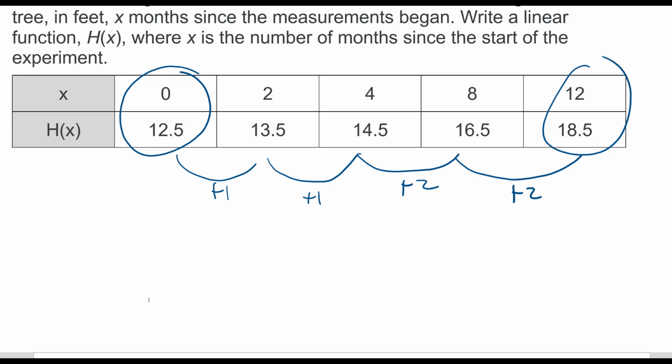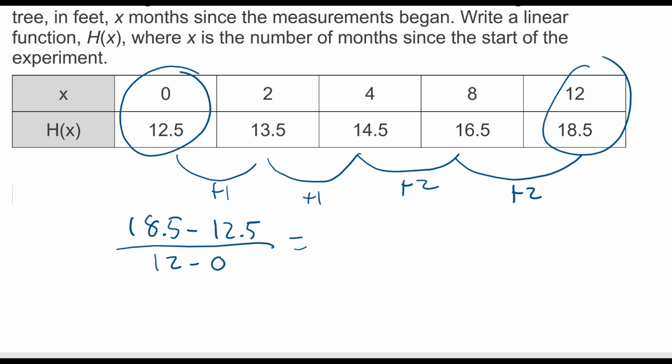So if we said 12 minus, no, that's the denominator. If we said 18.5 minus 12.5 over 12 minus 0, we get 6 over 12, or 1/2. Oh, I noticed this too. So this was a +2, +2. This is a +4 and a +4. So it does actually look consistent.